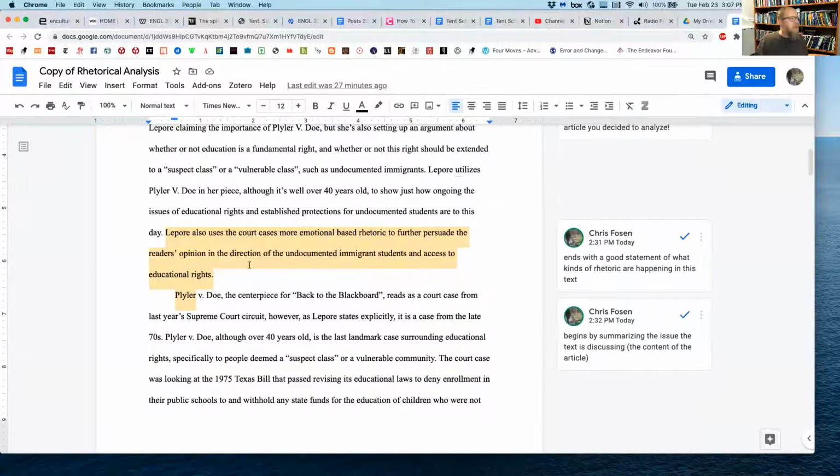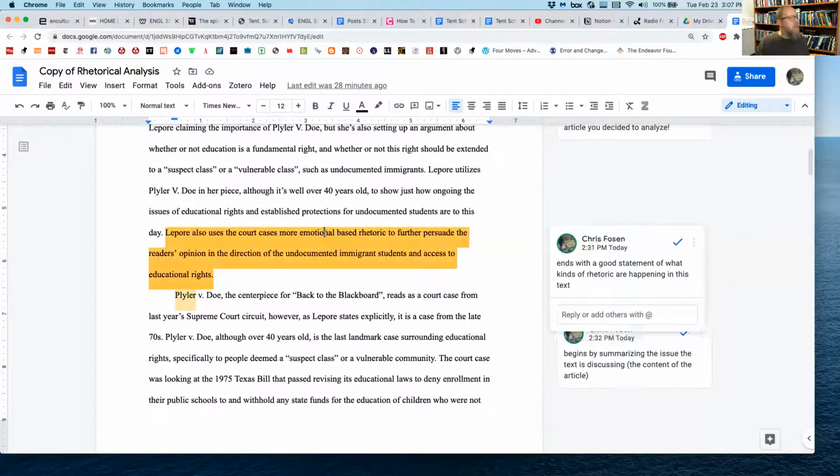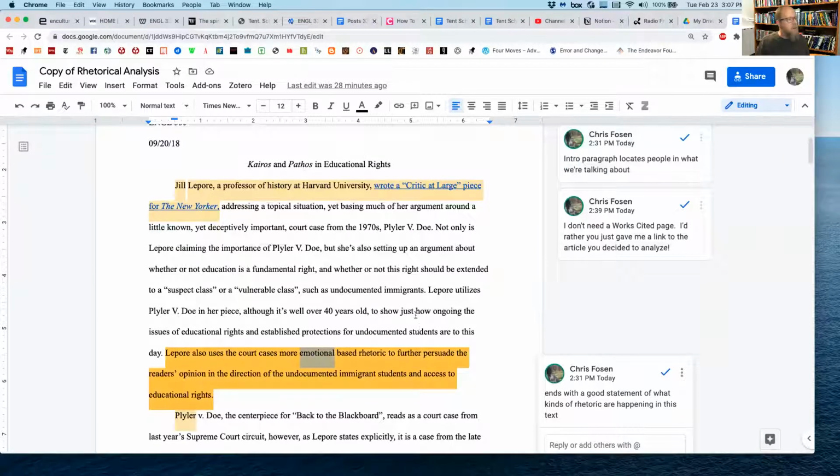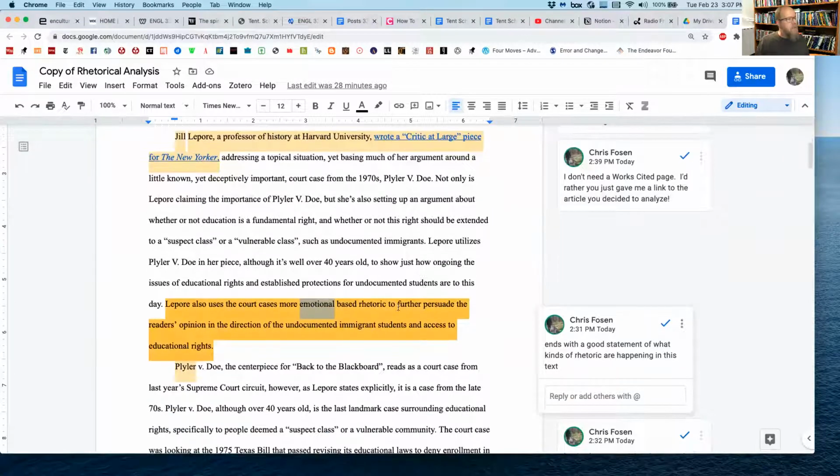By the end of the first paragraph, this person says, Lepore also uses the court case's more emotional-based rhetoric to further persuade the reader's opinion in the direction of the undocumented immigrant students and access to educational rights. Okay, great. I see the word emotional, and I think pathos. It turns out it is a paper about pathos. But it's also framed around, well, how are readers going to react to this?